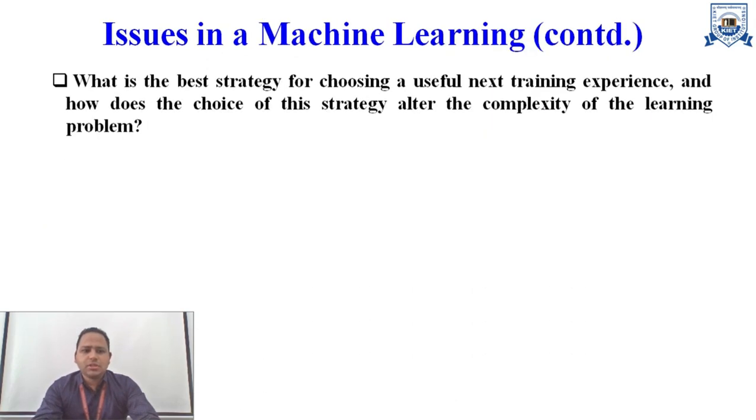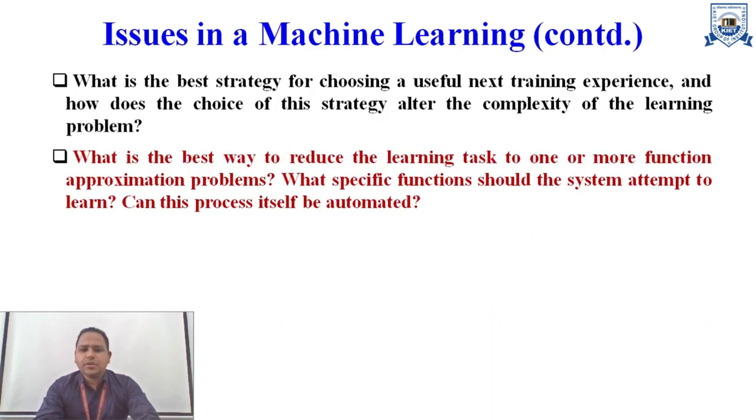Now the next issue is what is the best strategy for choosing a useful next training experience, and how does the choice of this strategy alter the complexity of the learning problem? So basically, what is our best approach? What kind of training experience are we providing to the machine, and how do we choose the strategy so that the complexity is reduced and we get higher accuracy? And what is the best way to reduce the learning task to one or more function approximation problems, and what specific functions should the system attempt to learn? So this is nothing but us trying to build a model.